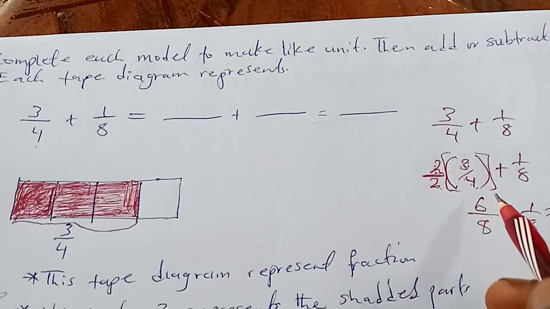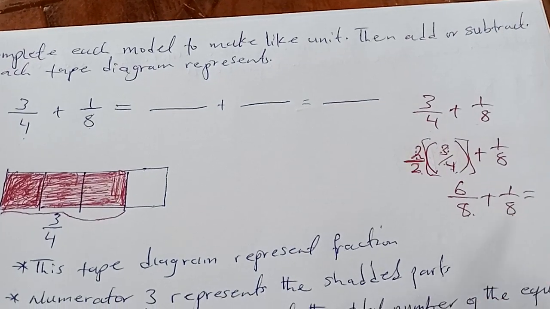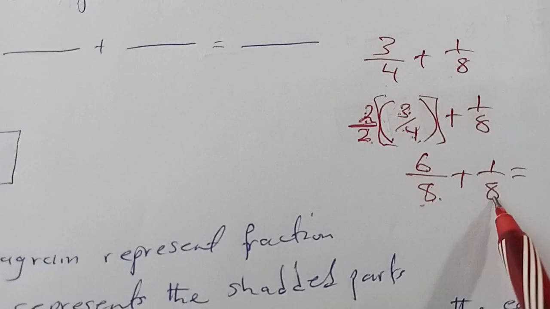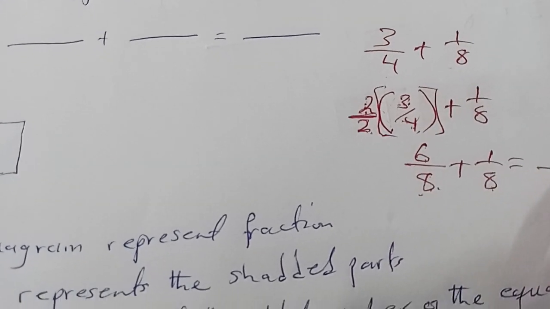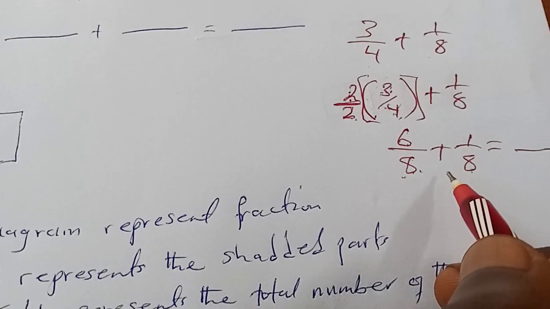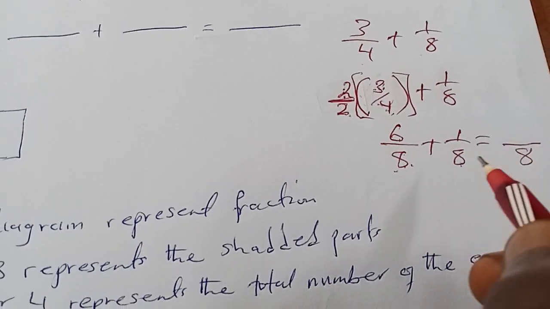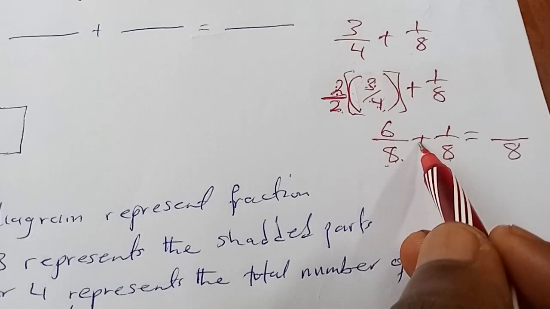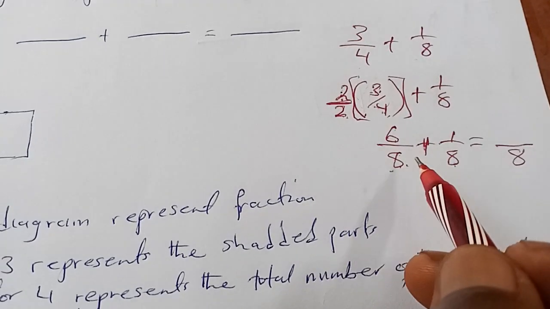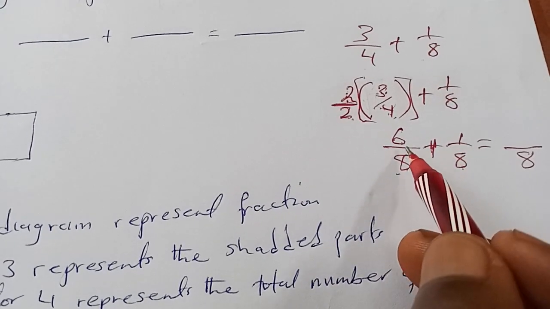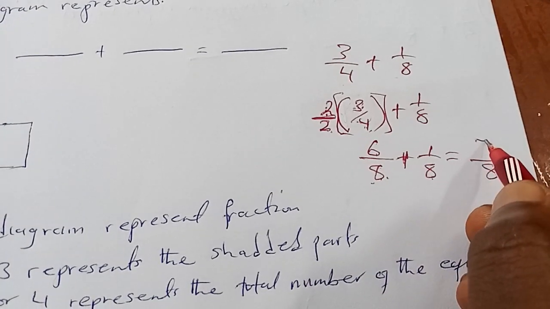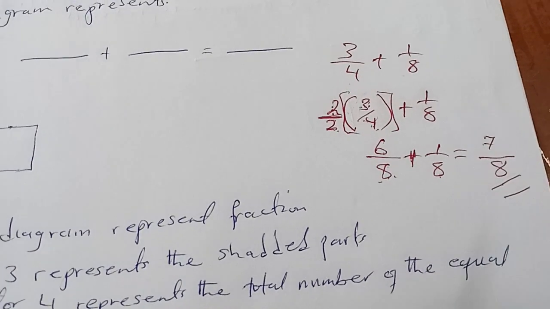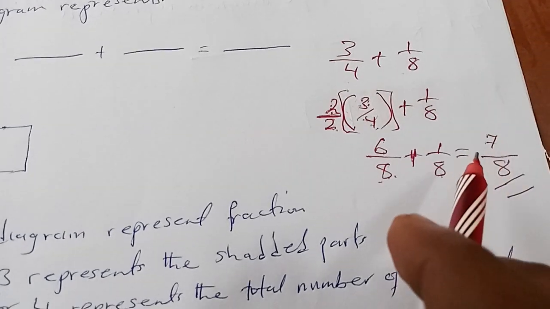2 times 4 gives 8. So we have 8 and 8, the common denominator is the same. The rule says once the least common denominator is the same, we add or subtract the numerators. Since we have addition here, we add the numerators. 6 plus 1 gives us 7. So 7 over 8 will be your answer for this problem.